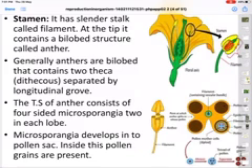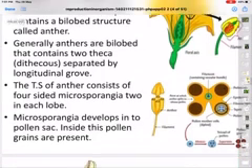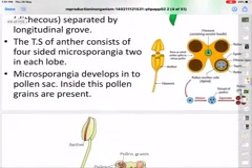Generally, anthers are bilobed and contain two theca, dithecous. Di means two, theca means bag-like, separated by a longitudinal groove, as you are seeing. When we take a transverse section of this anther, we can see it consists of four-sided microsporangia, two in each lobe. So you are seeing the same four theca here. The microsporangia develop into pollen sacs. Inside this, pollen grains are present. So you can see the structure here, pollen and the filament at the center.